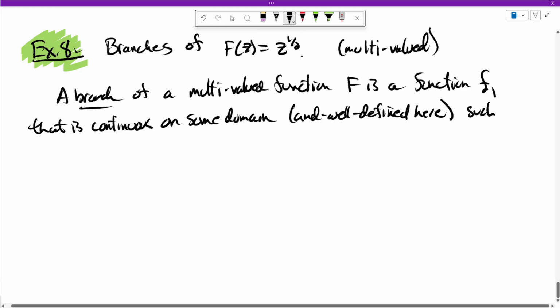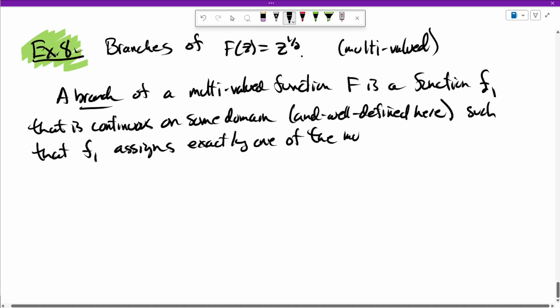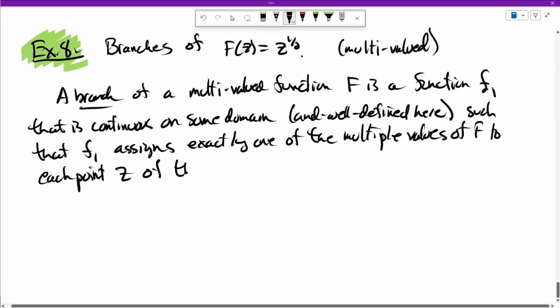Such that f1 assigns exactly one of the multiple values of f to each point z in the domain. So that's kind of a lot. Not a lot's going on here, though.